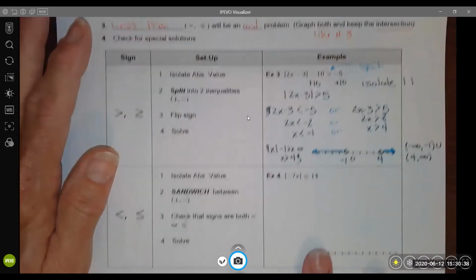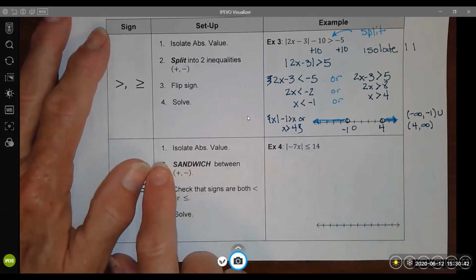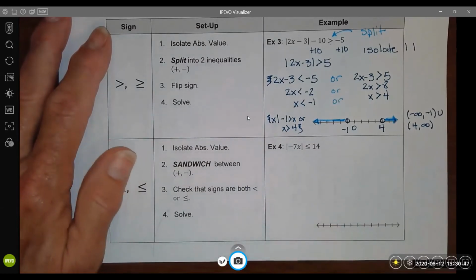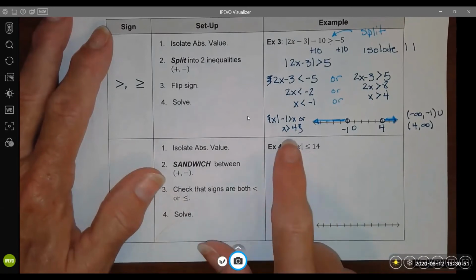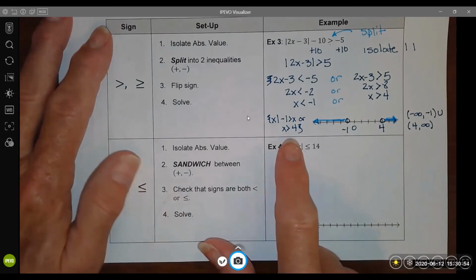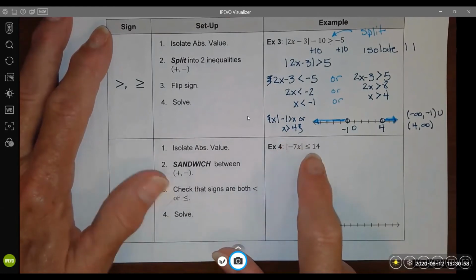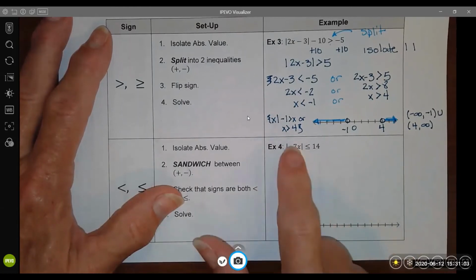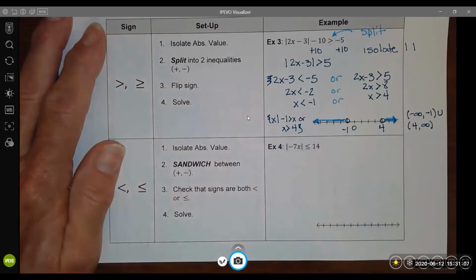All right, let's try another one. The first thing I know is that I need to isolate my absolute value, which has already been done for me. The next thing I recognize is that this is a less than or equal to symbol. So no matter what's inside my absolute value symbol, it has to be less than 14 units away from 0, either in a negative direction or in a positive direction. Whatever is inside of here has to evaluate to something that's less than 14 units away from 0.